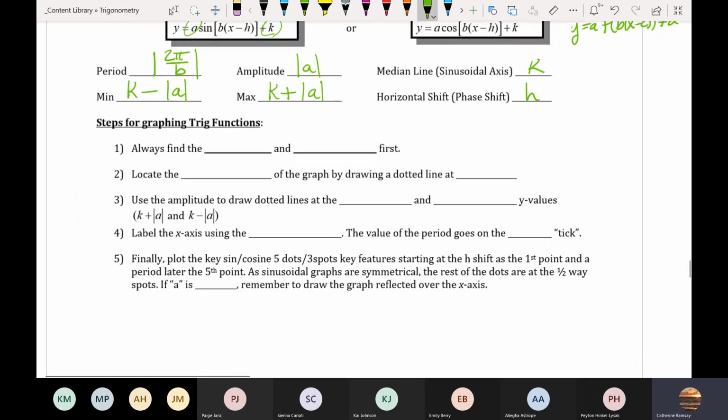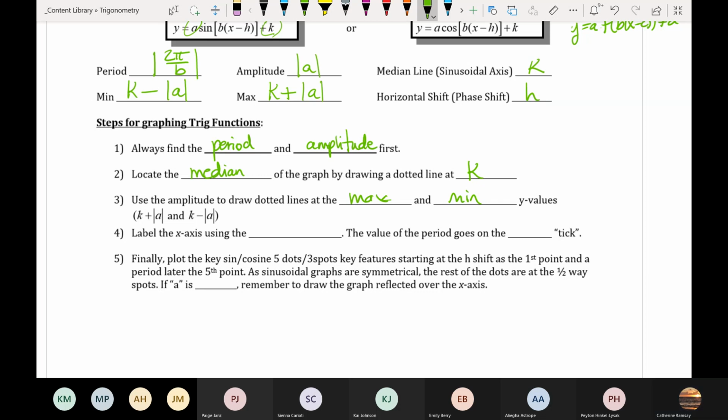So here's your algorithm for graphing today. Always find the period and the amplitude first. Then we're going to locate the median. The median is the middle, halfway between the max and the min, just in case you didn't understand that. I use a dotted line to draw it, and we're going to draw it at whatever your k value is, okay? Then we're going to use the amplitude to draw dotted lines at the max and the min y values, and that's by calculating k plus the amplitude, or k subtract the amplitude.